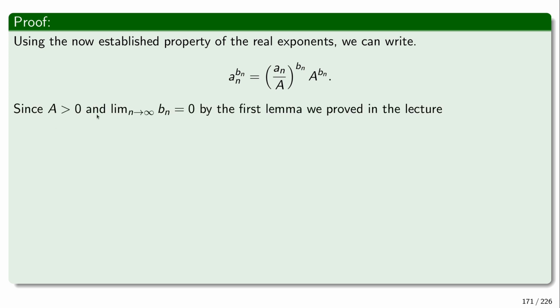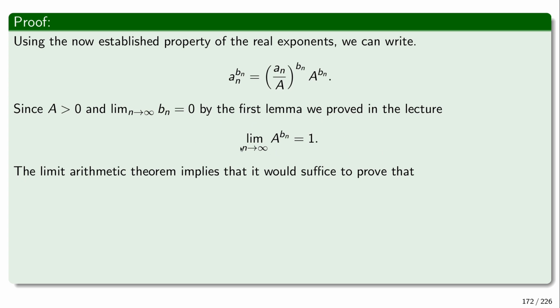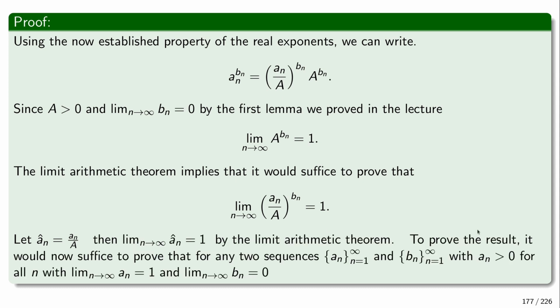All right, so let's see. a is strictly positive, and then b_n converges to 0. So by the first lemma that we proved, this limit is 1. And now by the limit arithmetic theorem, since this limit is 1, it would suffice to prove that this is 1. And this sequence inside, which is the base, converges to 1. So basically, it would suffice to prove that for this normalized sequence, a_n hat, we have a_n hat to the power of b_n, and this a_n hat is a sequence that converges to 1. Now I will stop calling it a_n hat, and I will just refer to it as a_n.